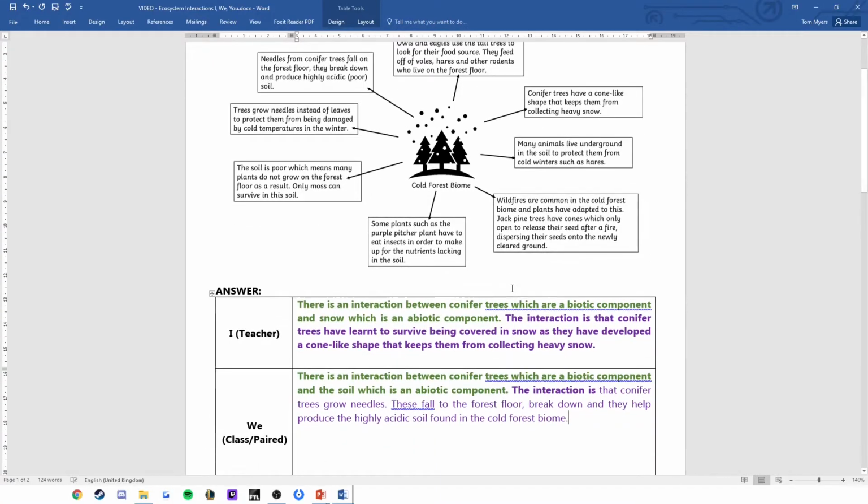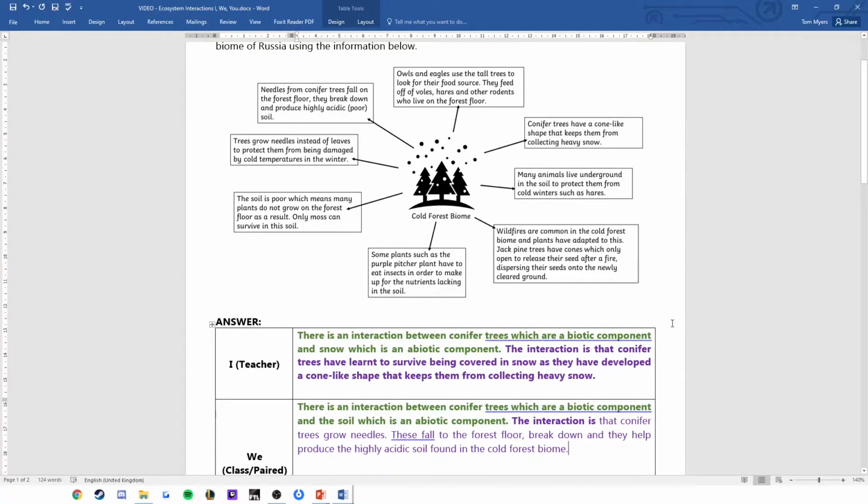For your student activity, you are going to write a paragraph to finish this answer off. So you're going to have to give one last interaction between a living and non-living part of this biome and explain to me what this interaction is.